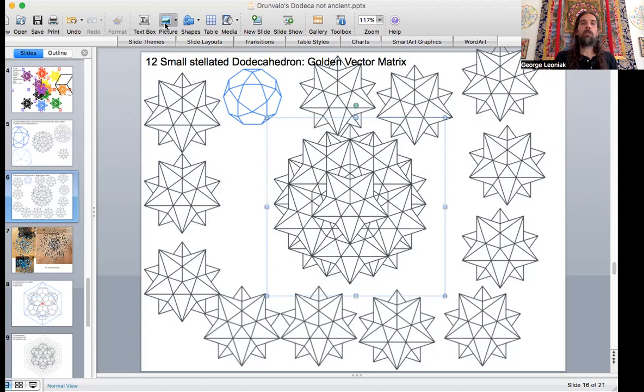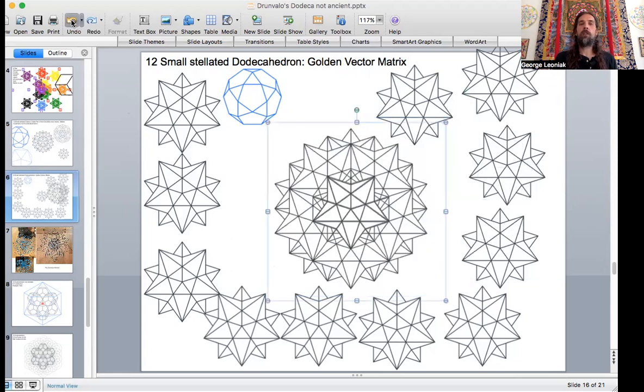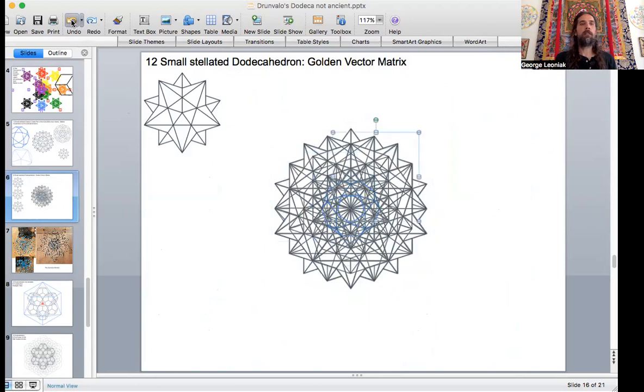Okay, well, I'm going to reset that so I don't have to redo it. So I'm going to go undo, undo, undo. Keep going back. Everybody's going to come back into alignment. And the 12 around one have reunited.